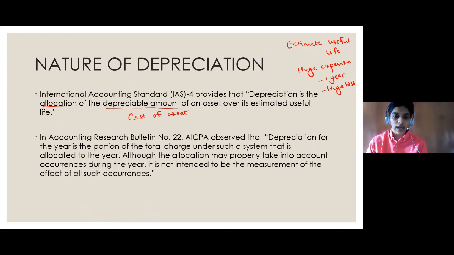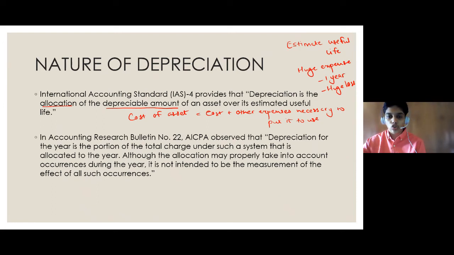Whenever we are trying to calculate the cost of an asset, we need to take the cost plus other expenses necessary to put it to use. Whatever expenses you need to incur to put an asset to use, all those expenses are to be added to the cost of the asset to find out the depreciable amount.